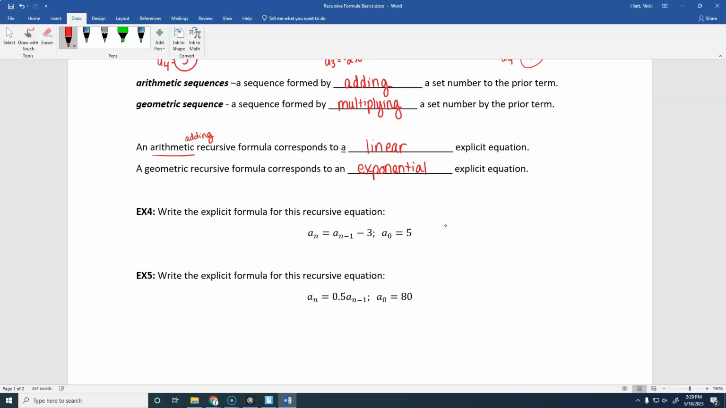It asks us to write an explicit formula. Okay? So I'm going to do this one for you and show. That means we need to write it where it's not just telling us the next term. We want it to where if we want to know the 17th term, we can find it really easily. So if we look at this, this tells me that my next number in the sequence equals what I have now minus 3.